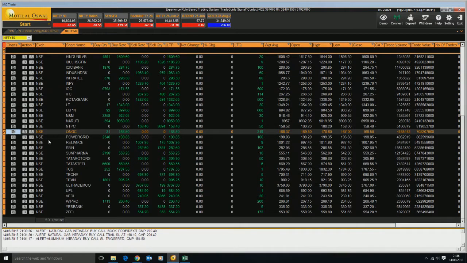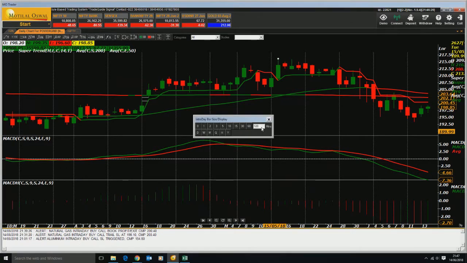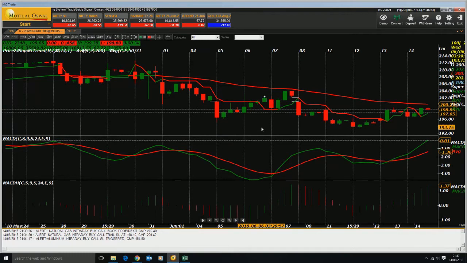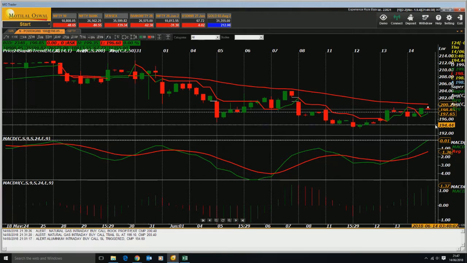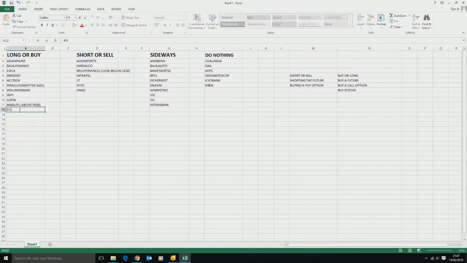Power Grid on a daily time frame. Power Grid, it's a short, but it is coming onto this buy zone area or the accumulation zone. But let's see on 120 minutes. It's a fresh buy. So I would definitely go for buying Power Grid and put my stop loss at somewhere around 194 with a target of approximately 206. So Power Grid is a buy for me, right?